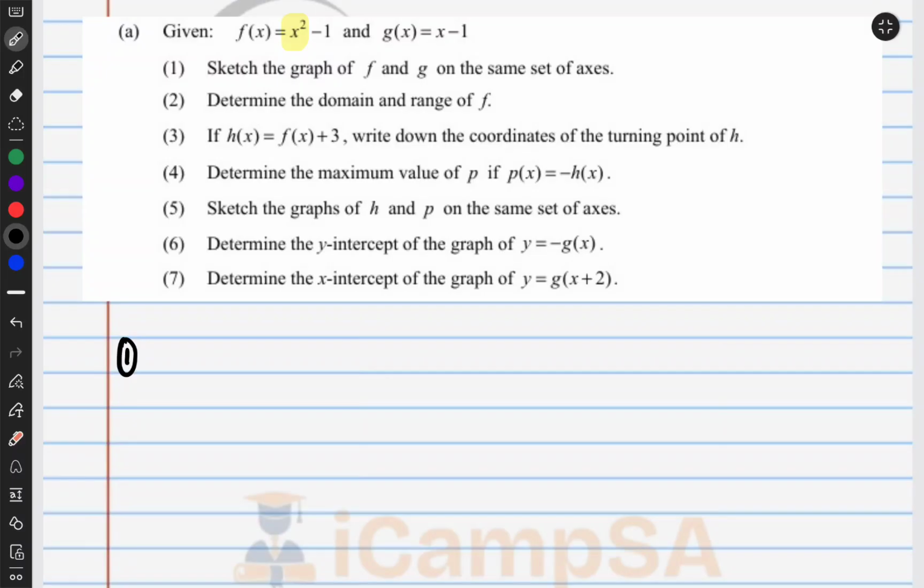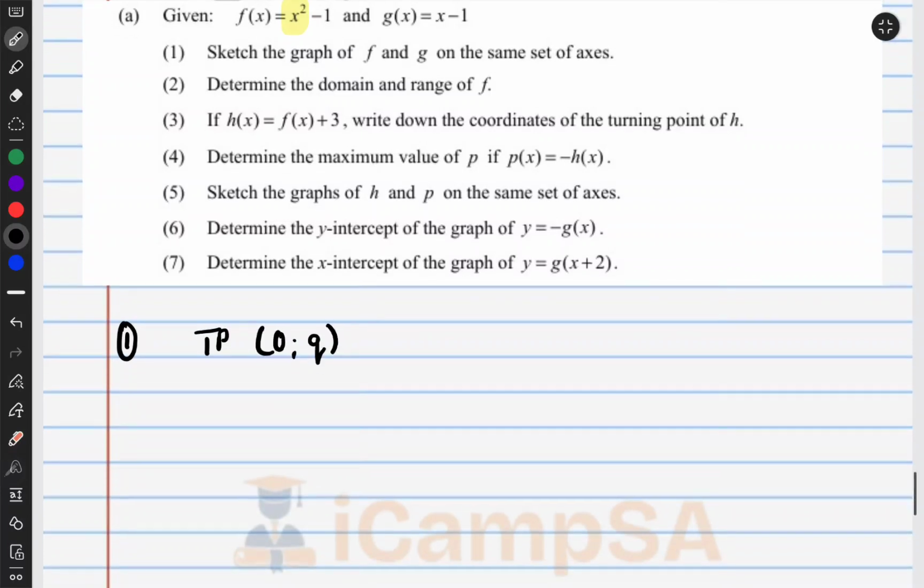So for the turning point, we know that when we are given that standard form, the turning point will be TP is 0 and the value of q.